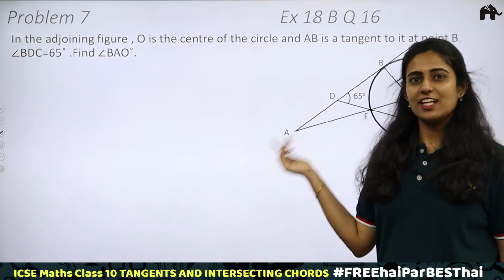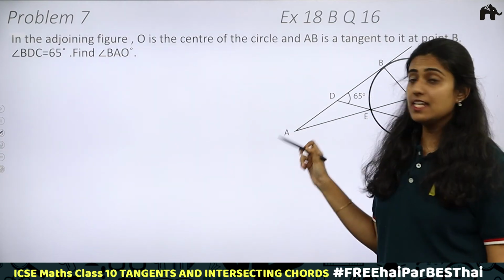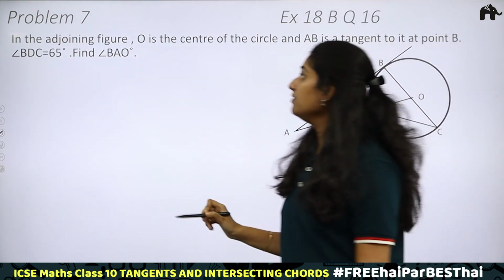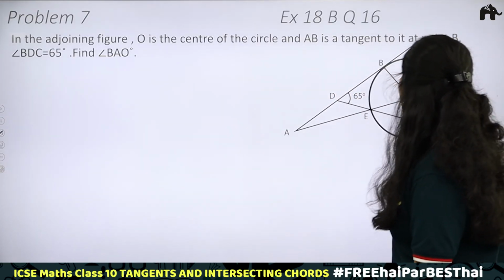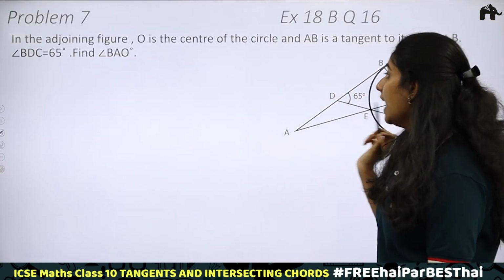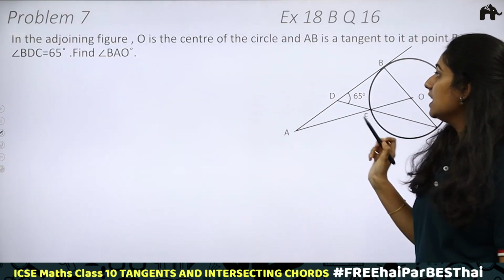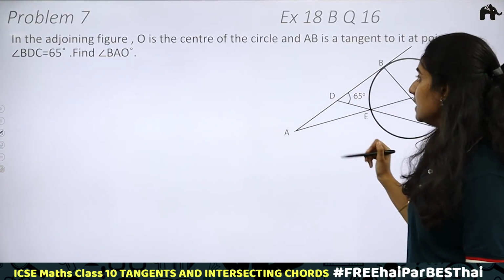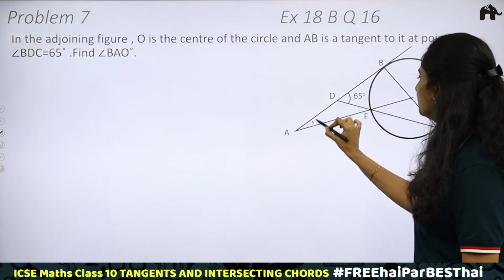Here we have the last problem for today. Problem number 7, Question 16 of exercise 18B. In the adjoining figure, O is the center of the circle and AB is the tangent to it at point B. Angle BDC is given, which is 65 degrees. We have to find BAO, this one.